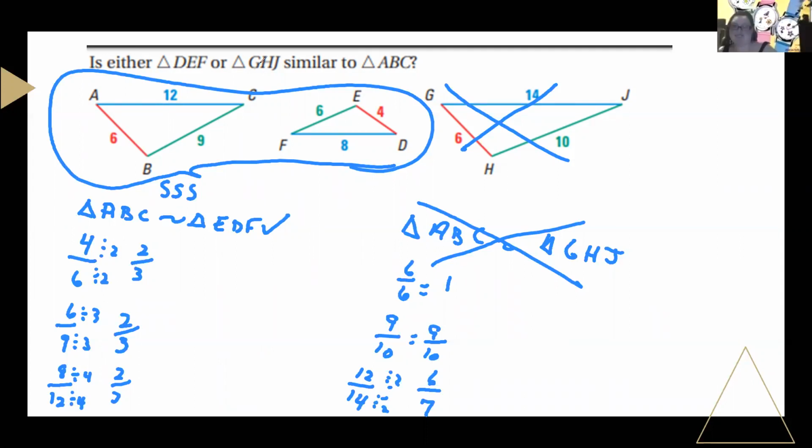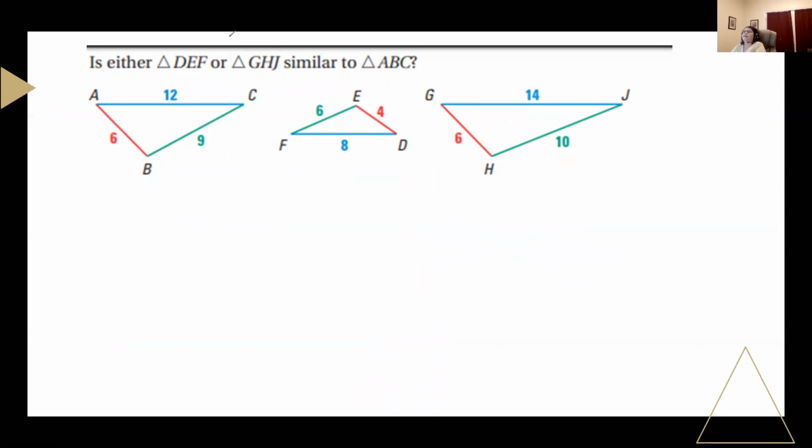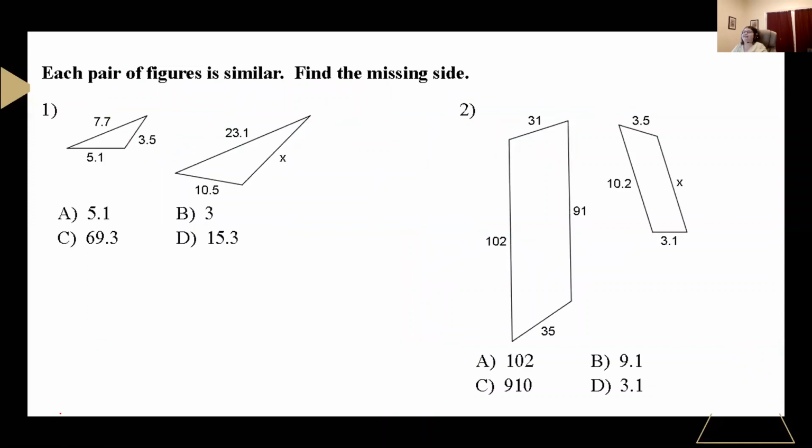Yes. Any questions on this page? Garth, you good? Yeah, I'm good. Okay. And this is definitely on the test, because Evelyn and I were working on a readiness test and we saw similarity on that readiness test. I always try and just do stuff that's on the test.